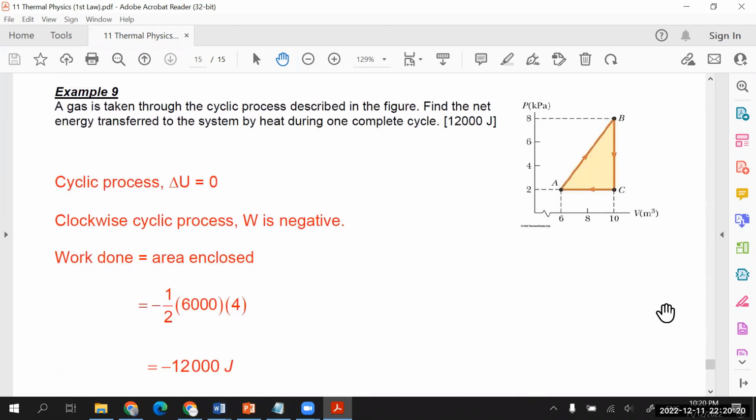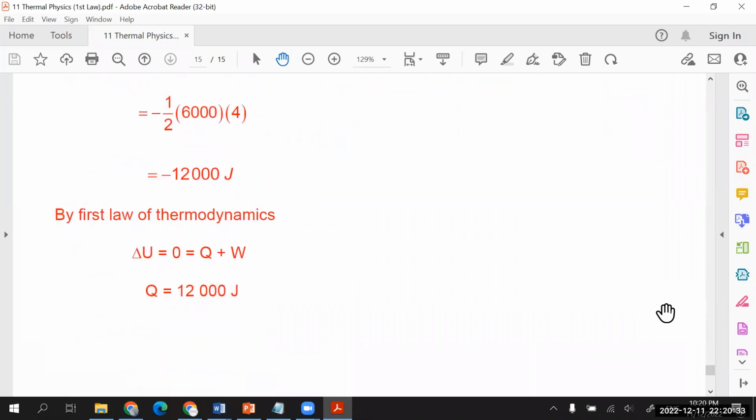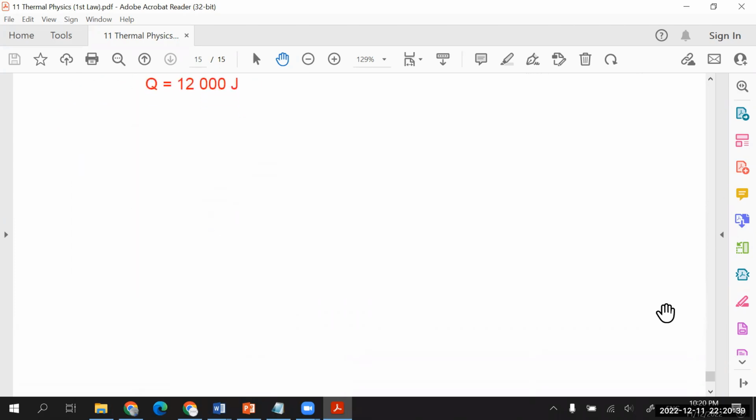Example 9. This is a cyclic process. So delta U is 0. It is a clockwise cyclic process. So W is negative. So the area enclosed will be minus 12,000 joules. Based on the first law of thermodynamics, Q will be positive 12,000 joules. Okay, we have come to the end of section 4.